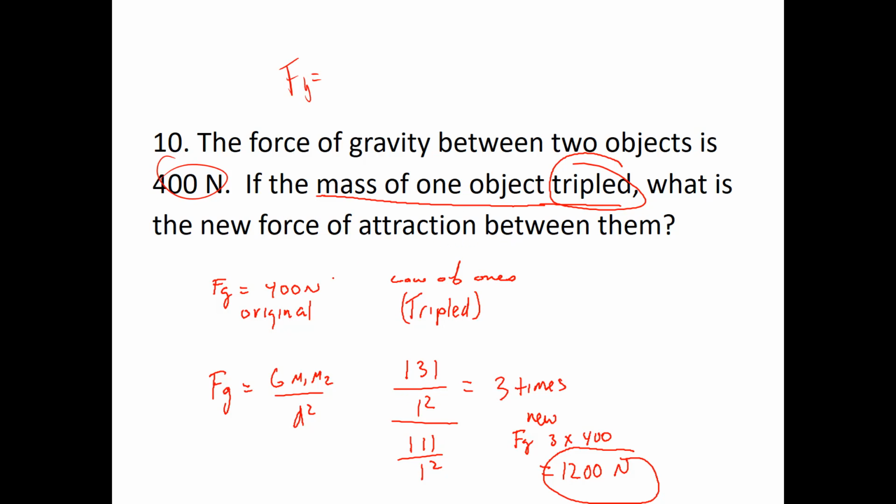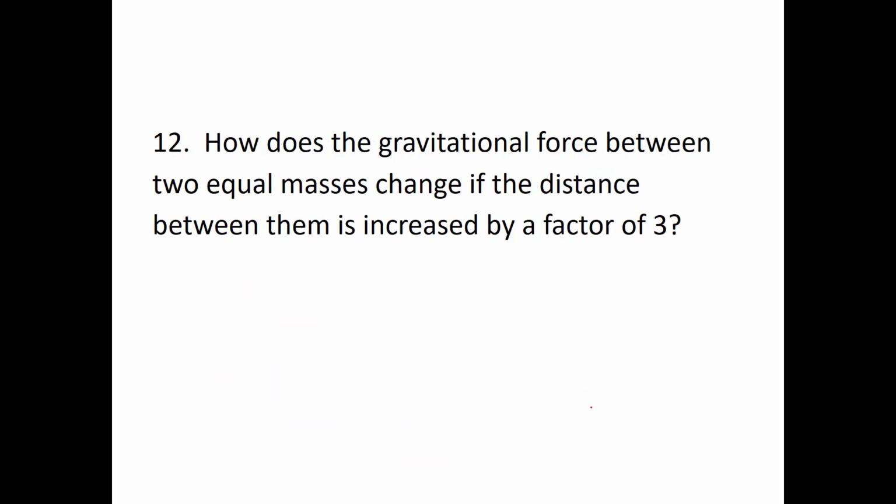The force of gravity was this, but then you see tripled. This is the key. Tripled, doubled, whatever. You see these kind of words, you're probably going to do law ones and you're going to come back and use this later on. What's the new force? Well, it's 3 times. Well, 3 times, what does that really mean? Well, that means 3 times what it was before, and 3 times 400 is 1200. Throw the newtons on the end and you got the right answer.